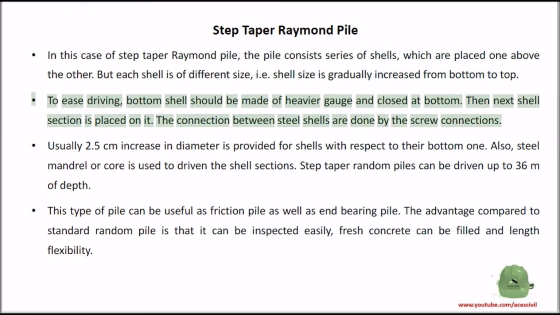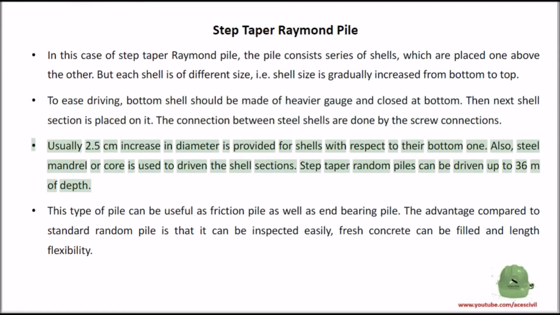To ease driving, the bottom shell should be made of heavier gauge and closed at the bottom. Then the next shell section is placed on it. The connection between steel shells is done by screw connections. Usually a 2.5 centimeter increase in diameter is provided for shells with respect to the one below. Also, a steel mandrel or core is used to drive the shell sections.